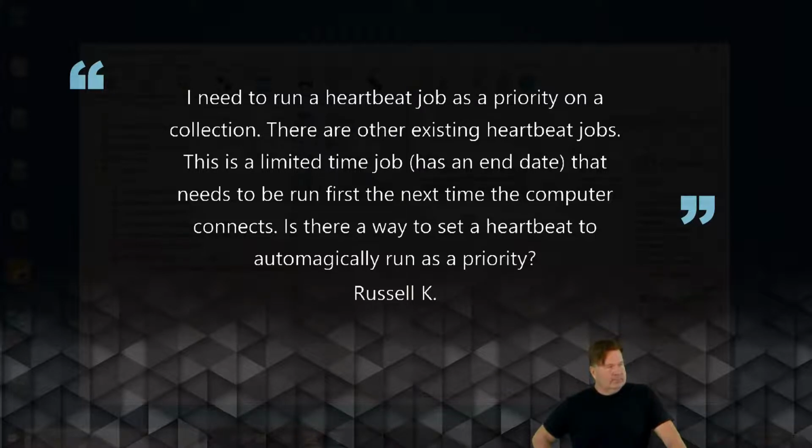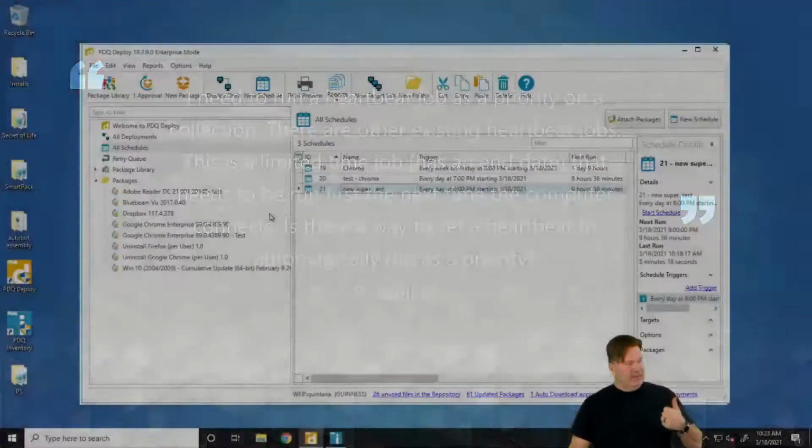There are other existing heartbeat jobs. This is a limited time job, has an end date, that needs to be run first the next time the computer connects. Is there a way to set a heartbeat to automatically run as a priority? Sincerely, Russell K. Automatically? The only thing I can think of is the way to elevate to priority once it's already running. Yeah, once it's running, that's a physical thing, you have to right click on it and say prioritize, and it bumps it.